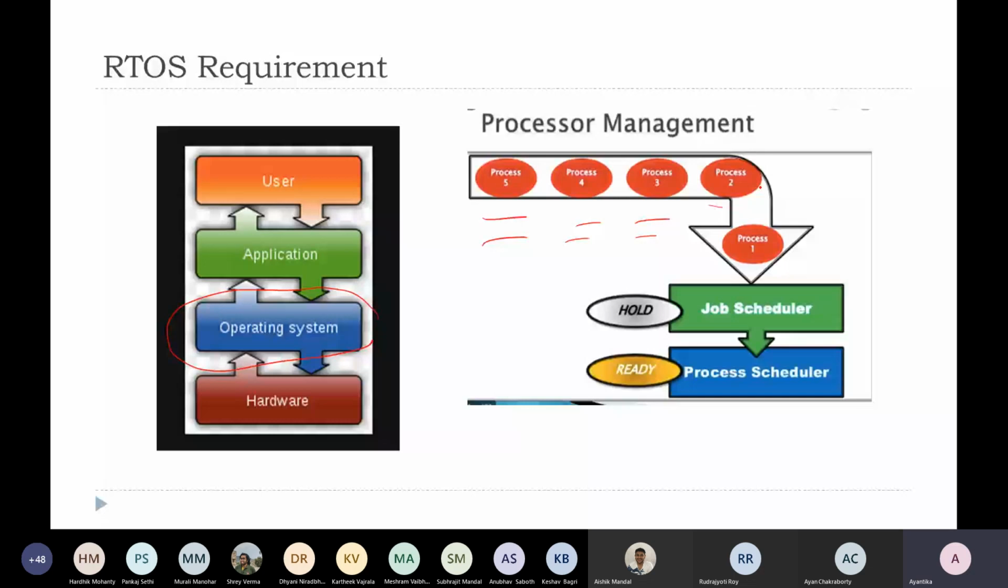So that is another important aspect of embedded software or embedded system design: whether the real-time operating system is capable of handling the real-time scheduling algorithms, and whether the processes can be arranged in a suitable way to match your real-time requirement. Okay.